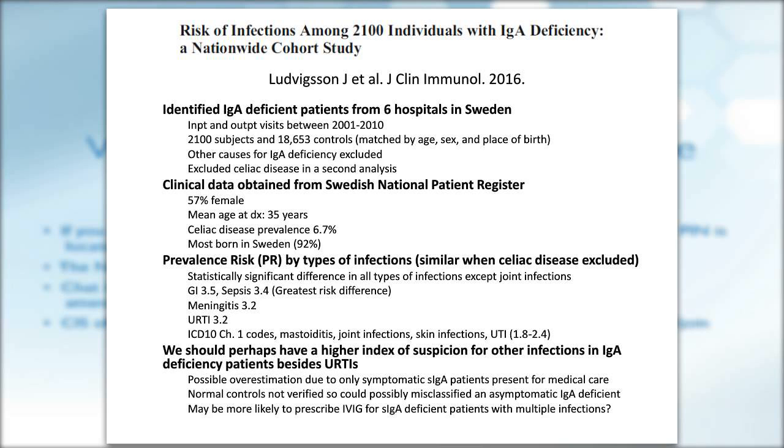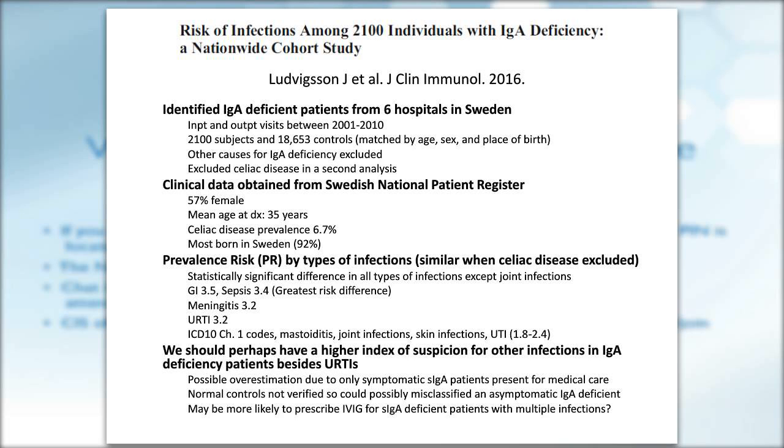In terms of the risk for infection, the study analyzed the prevalence risk by the types of infections. And interestingly, when they excluded the celiac disease, most of these numbers were very similar. They found that the prevalence risk was statistically significantly different in all types of infections that they looked at except for joint infections, with the greatest risk difference in the GI infections as well as sepsis. So the numbers here, as you can see, GI prevalence risk was 3.5, and the sepsis prevalence risk was 3.4.